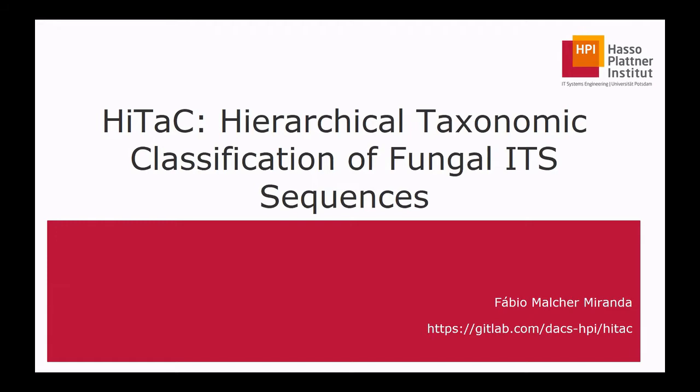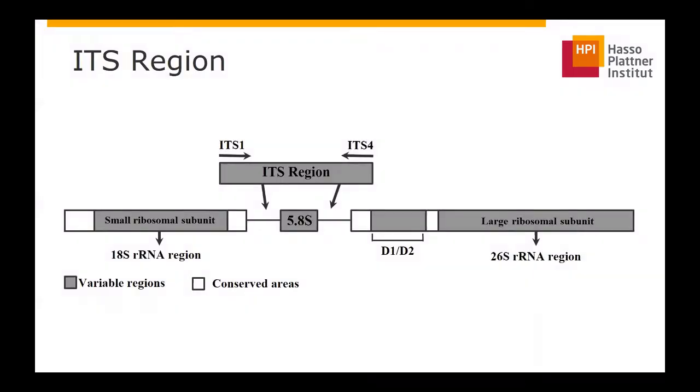Today, I would like to talk about HiTaC, a hierarchical machine learning model for accurate taxonomic classification of fungal ITS sequences. ITS is a fungal marker gene widely used in taxonomy and molecular phylogeny due to the fact that it contains hypervariable regions flanked by conserved regions, which can be used to amplify and sequence the variable regions.